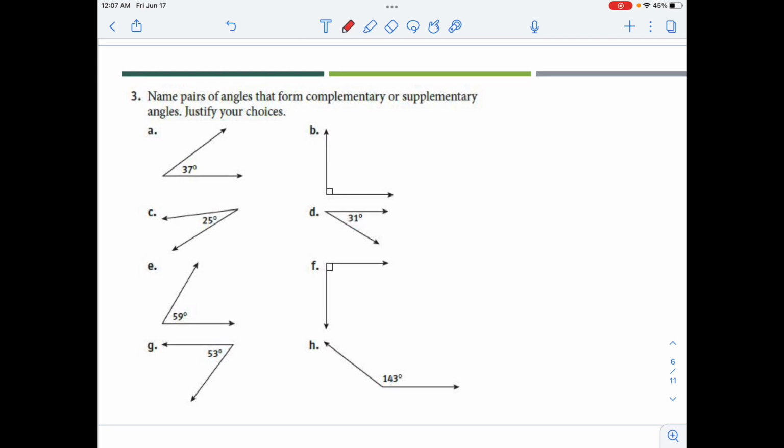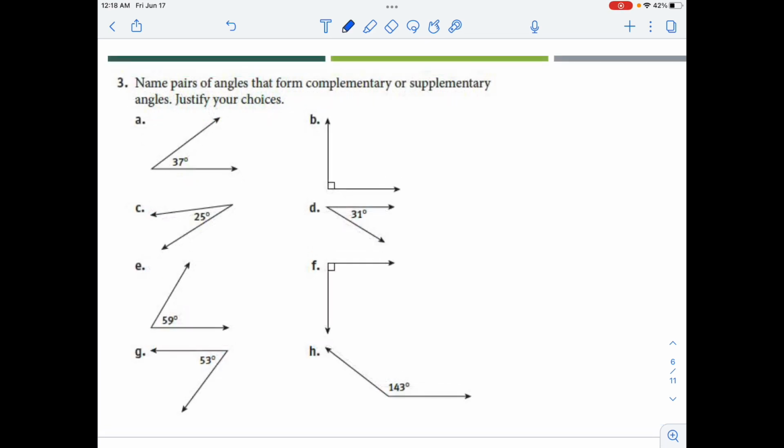Let's do an example. Name pairs of angles that form complementary or supplementary angles. Justify your choices. Let's give you guys a minute. Let's see if you can figure it out. Okay, let's start with complementary angles. Angles A and G are complementary because 37 degrees plus 53 degrees is 90 degrees. Angles D and E are also complementary because 31 degrees plus 59 degrees will be 90 degrees.